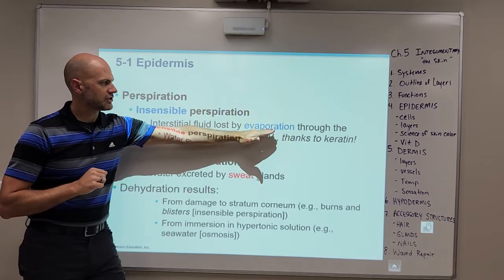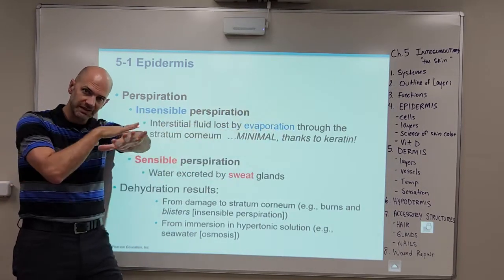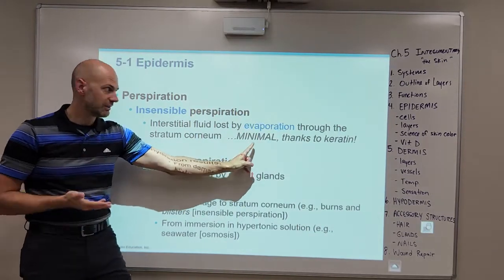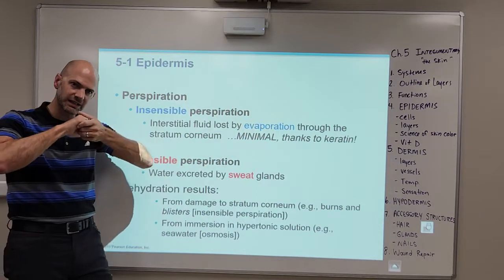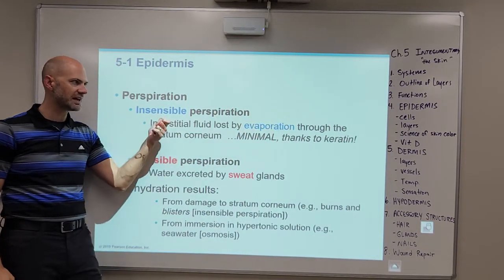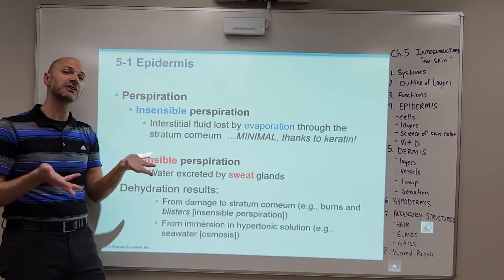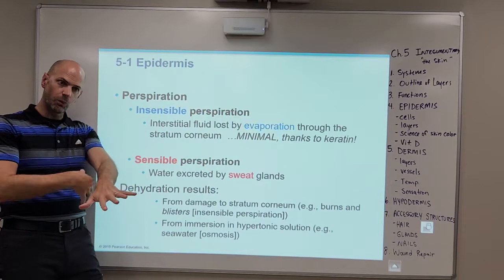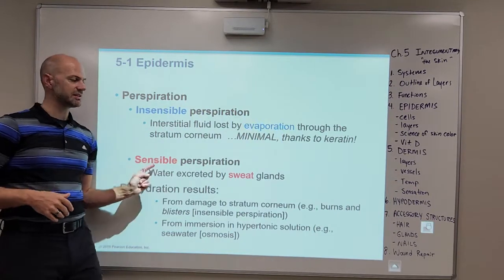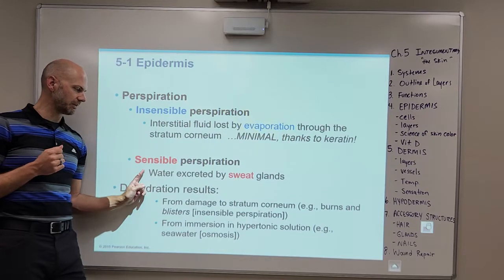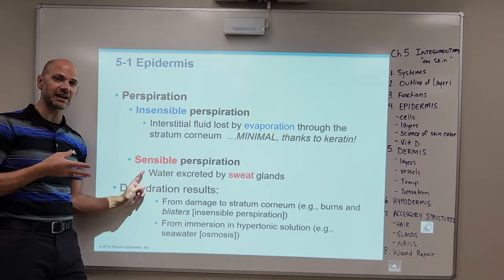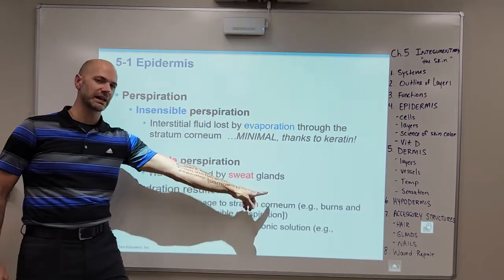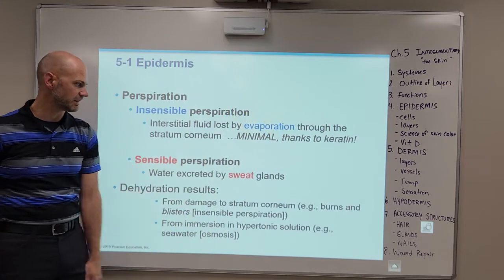Evaporation. Because we're covered with this continuous layer of keratin, we really minimize the evaporation because of that connectivity of the keratin. So this type of perspiration is very minimal. There is a little bit, but it's not much. When we talk about water leaving our body through the skin, the more common way we talk about it is sensible perspiration, that is active sweating. This is really released by sweat glands. There are 2 types of sweat glands that we will talk about.